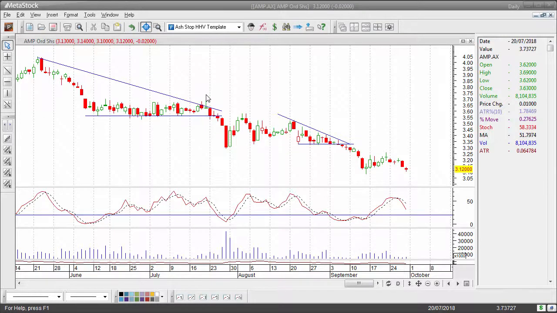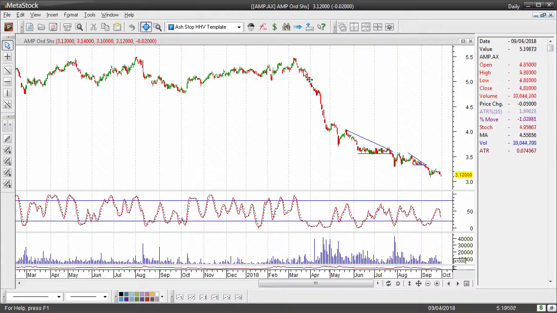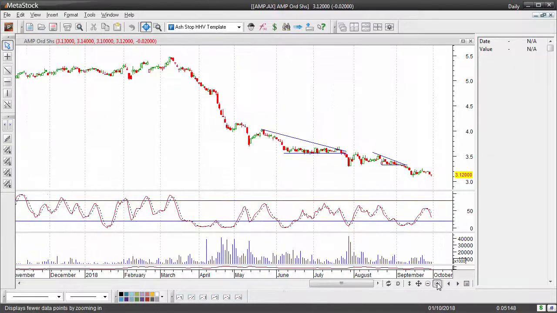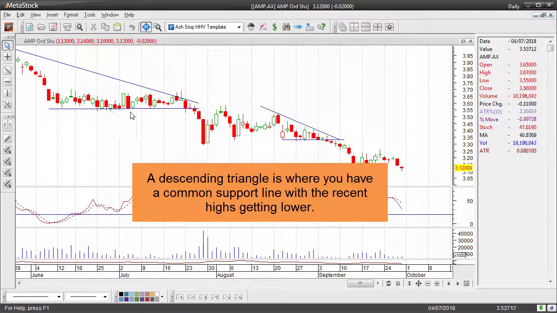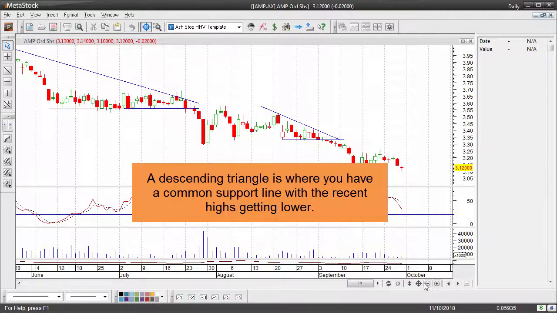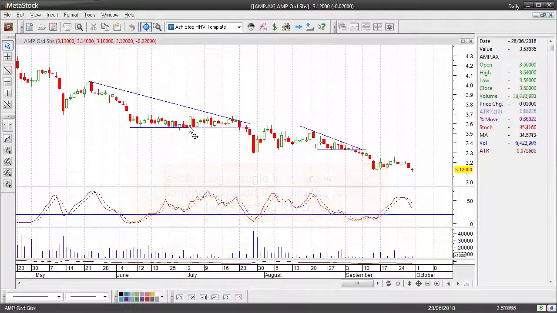In this particular case, we've got AMP shares up, and AMP has been in a pretty significant downtrend for some time. As you can see, since $5.50 down to $3.12, it's really fallen out of favor with the investors. What we're looking at here is a descending triangle, and just so you know, a descending triangle is where we have a common support line and the highs are getting lower, as you can see through those two examples there. So we have a common resistance point or support line in this case where it's not breaking through, but the highs continue to get lower.